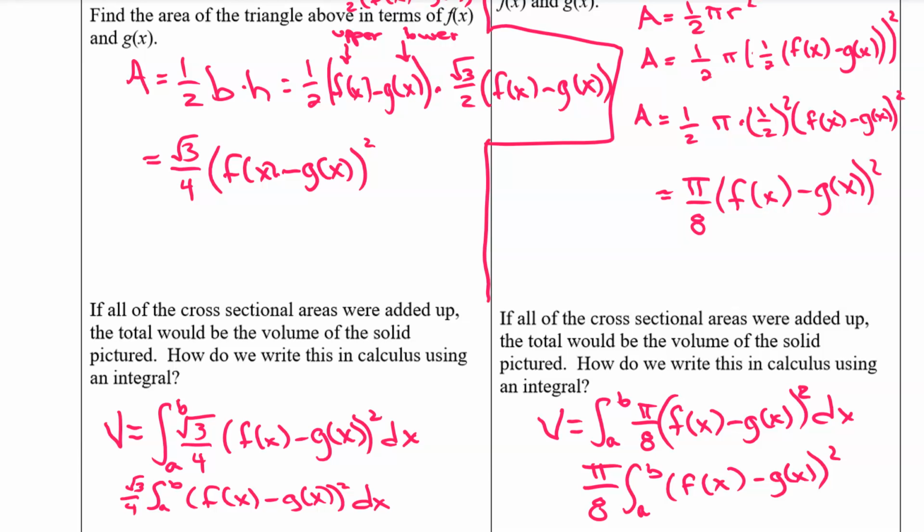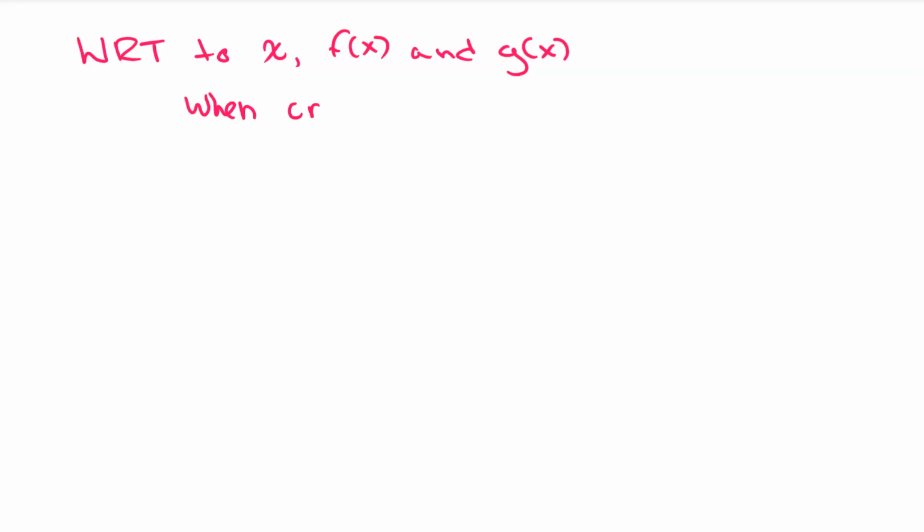All right, so that's our notes, what we just wrote. When we're talking about with respect to x, or functions f of x and g of x, this is going to be when our cross sections are perpendicular to the x-axis. By and large, this is going to be the type of problem you get.